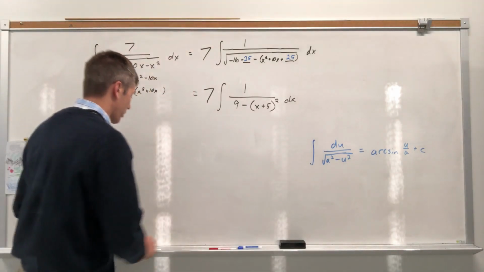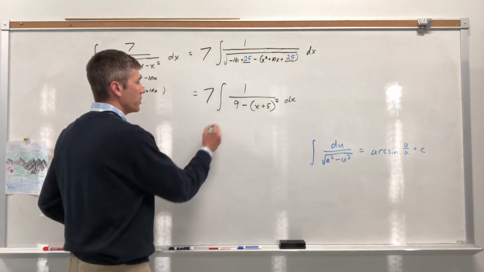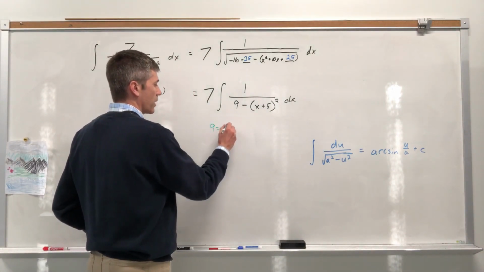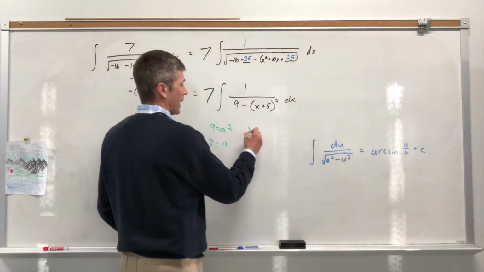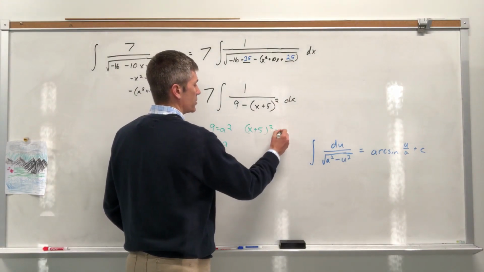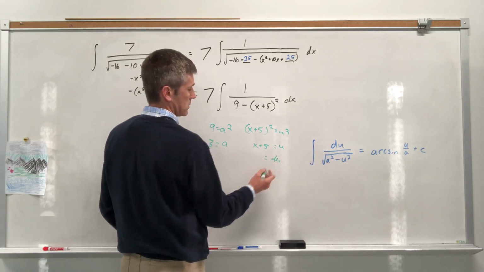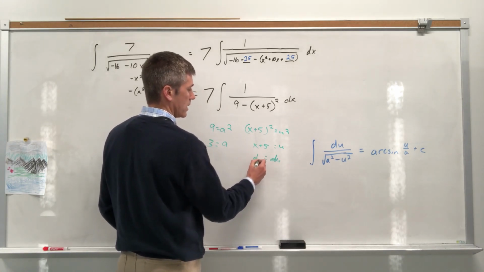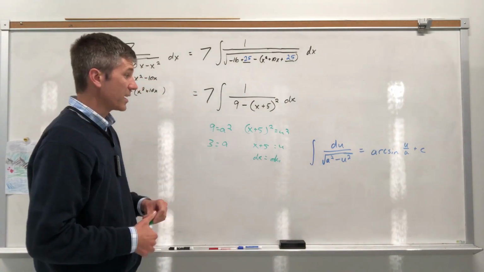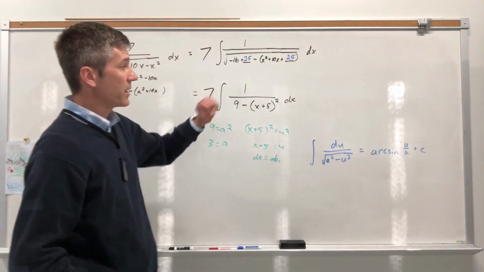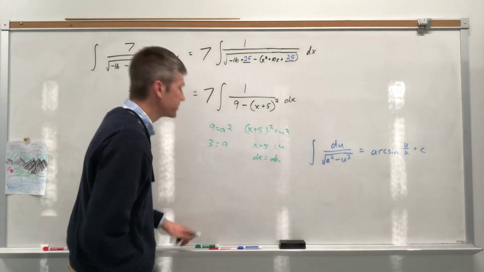At this point, we have so much of the correct format staring us in the face that we can grab the green marker and identify things. I'm going to write way too much here. Don't write all this. But 9 is a squared, so a is 3. And that at least goes through your head, whether you write it all on paper or not. X plus 5 squared is u squared, so u is x plus 5, which means du is dx, 1 dx. I know it was a 7, we factored the 7 out. So we are ready to just put this in final answer format, put a 7 in the front, ready to go. Here it is.